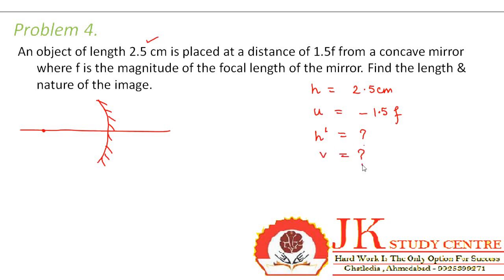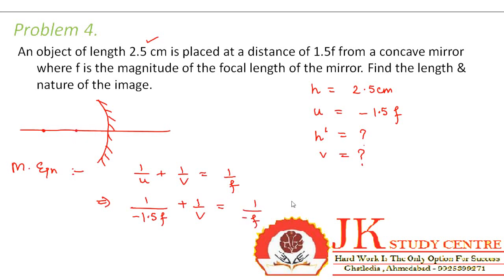So for that we will also have to calculate v. Let us make use of the mirror equation. From the mirror equation, 1 by u plus 1 by v is equal to 1 by f. So what is u? It is minus 1.5 f, plus 1 by v is equal to 1 by f. Now what would be the value of focal length here? Focus will also be on the left hand side, so this will also be minus f. So from this we can say 1 by v is equal to 1 by minus f plus 1 by 1.5 f.